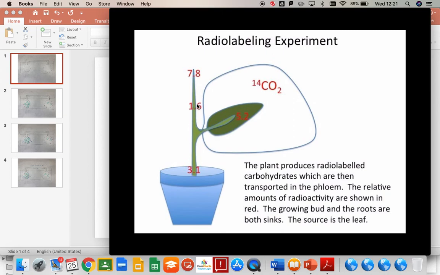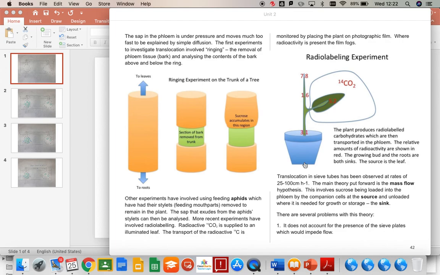And you can actually do it by combining this with the aphid experiments. You have aphids at different positions. You can measure when the radioactivity appears from the back of the aphid's head, so that you can use speed equals distance over time to work out the rate of flow that we've got going in there.